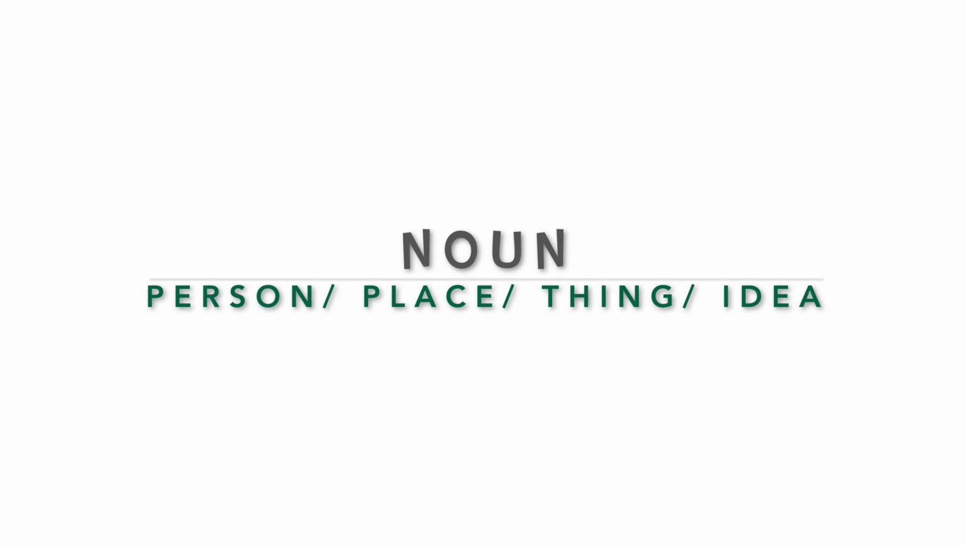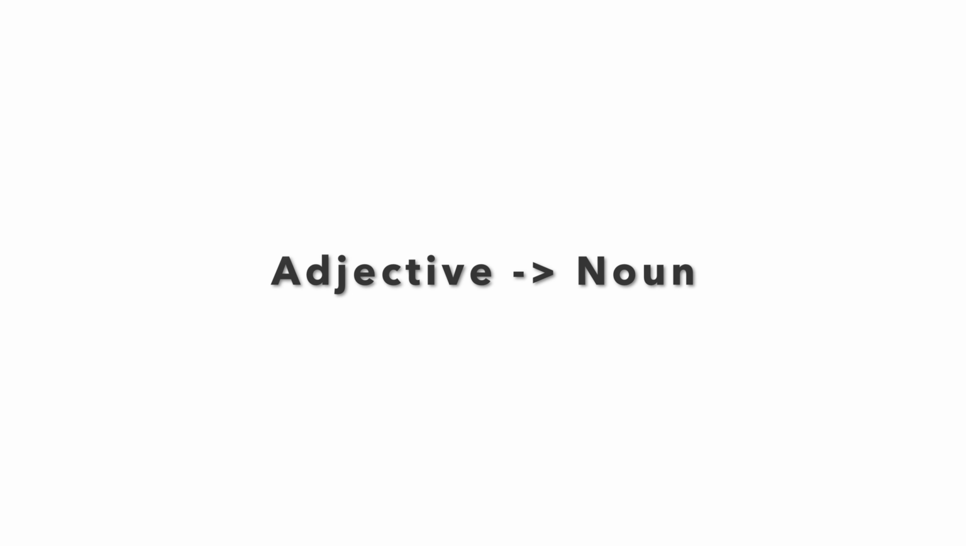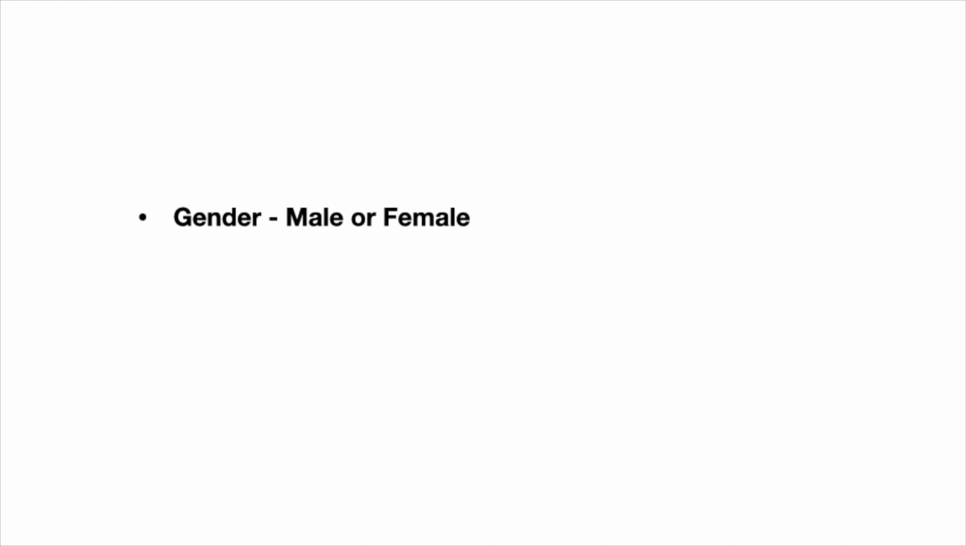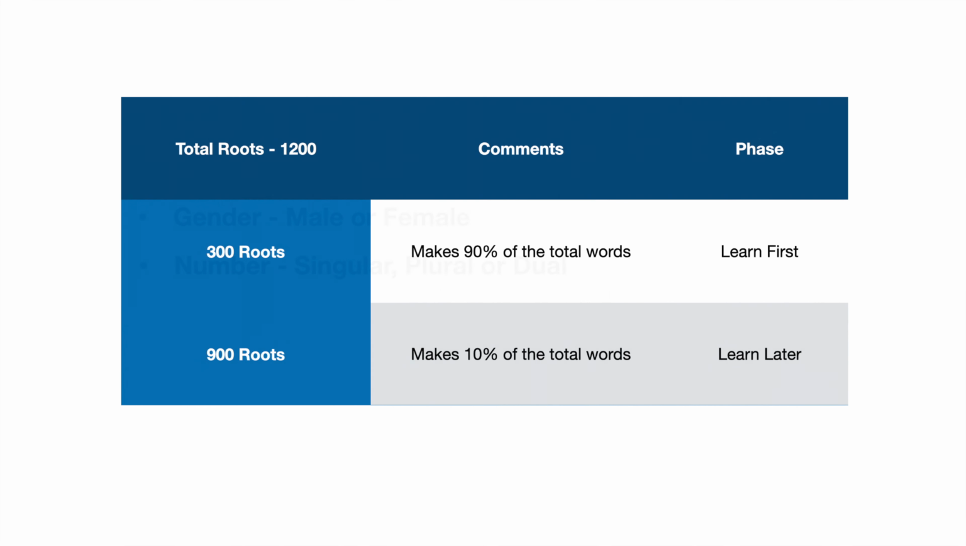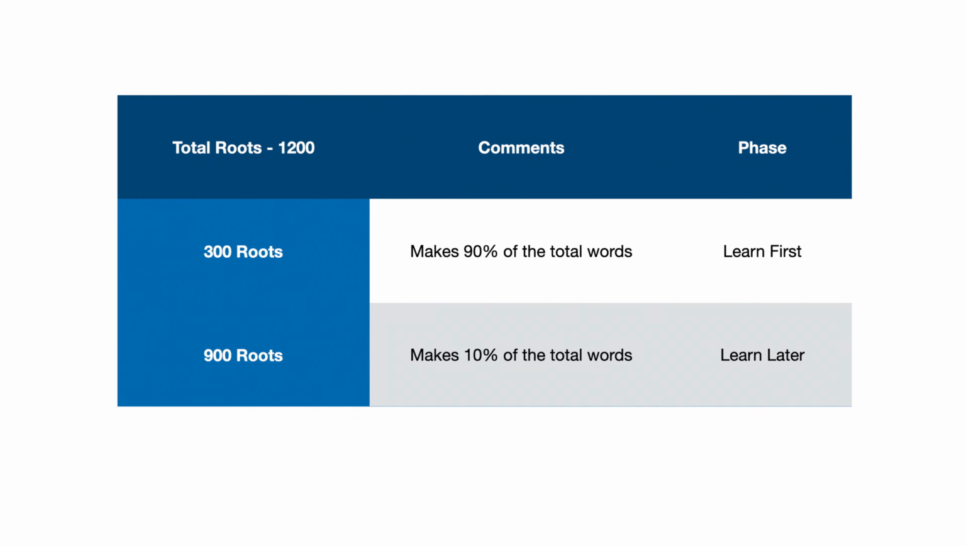Let's look at nouns. A noun is a person, place, thing, or idea. In this website, an adjective is also counted as a noun. A noun has the same concept in English, but Arabic nouns have a lot more connotation. Arabic nouns may show gender, whether the word is masculine or feminine; plurality, whether the word is singular, dual, or plural.